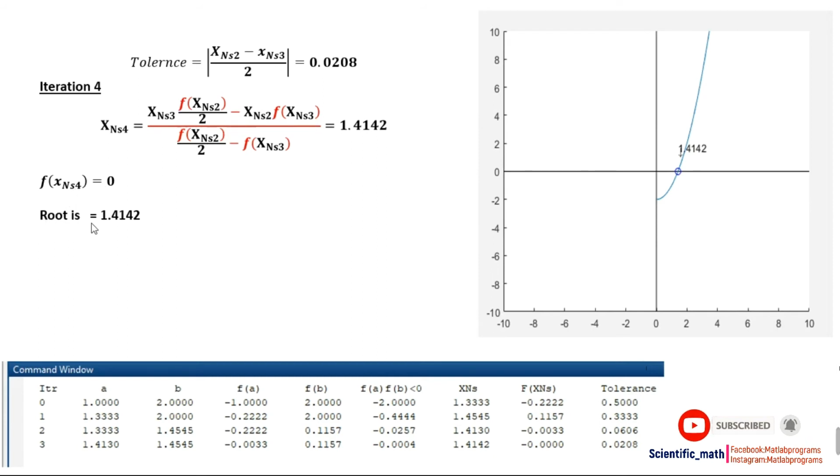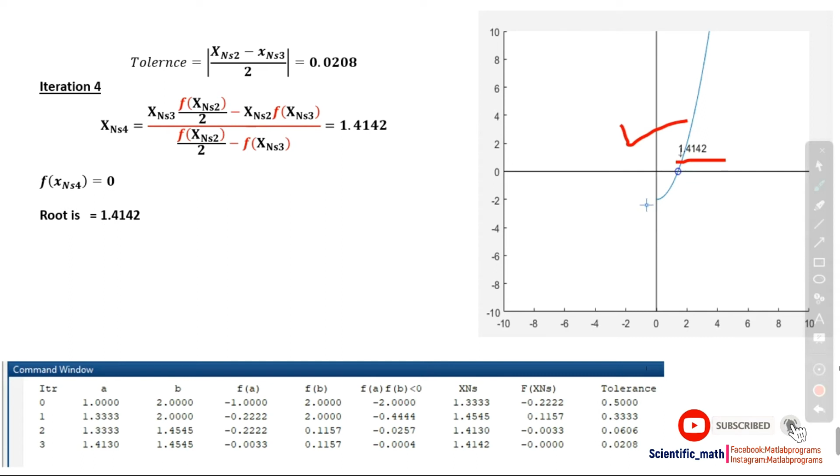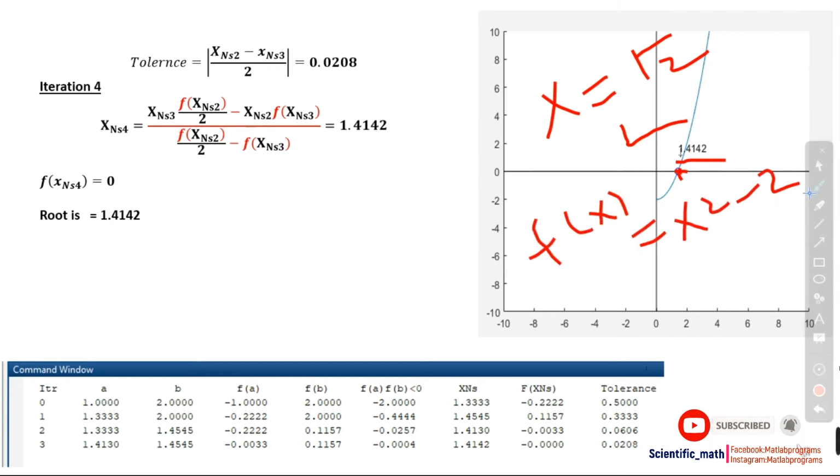So our root is 1.4142, and the graph of the function is this one, and this is our root, that is 1.4142, and the function intersects the x-axis at this point, and this is our true solution and estimated solution for x is equal to under root 2, for f of x is equal to x square minus 2. So this is our modified regular falsi method, and its convergence is faster than the unimproved or regular falsi method.